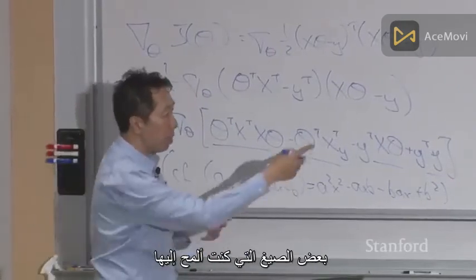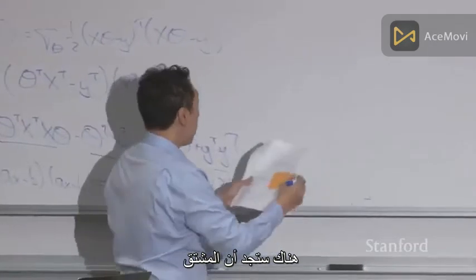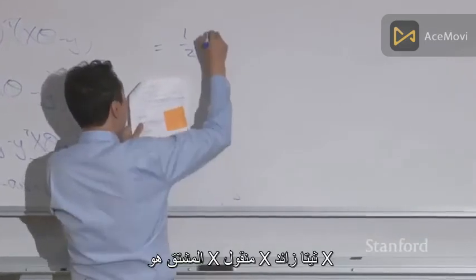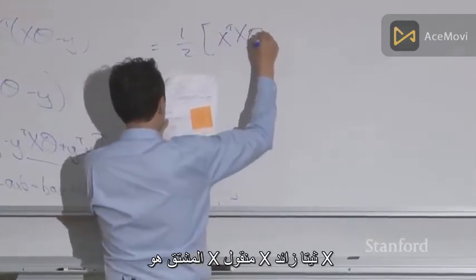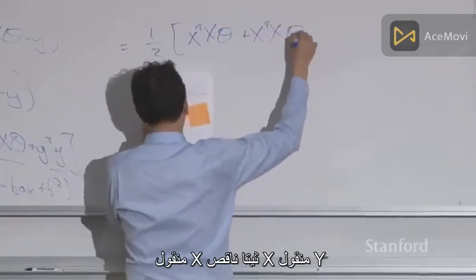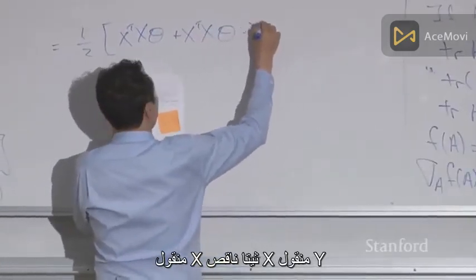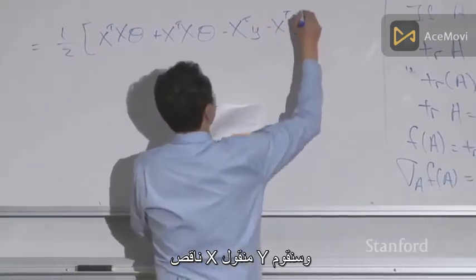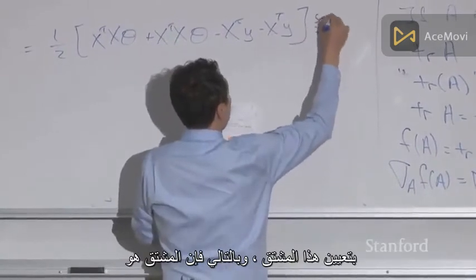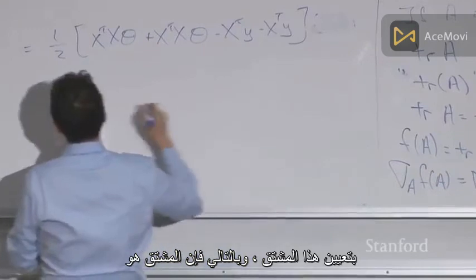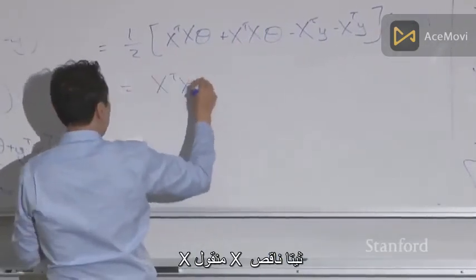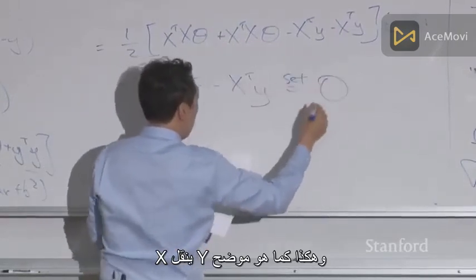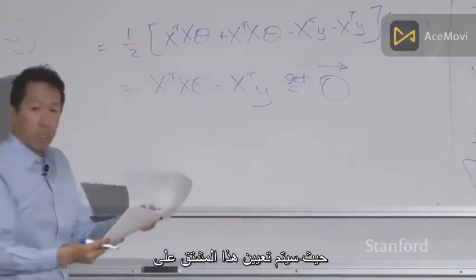If you use some of the formulas I was alluding to over there, you find that the derivative, which I don't want to show the derivation of, turns out to be X transpose X theta plus X transpose X theta minus X transpose y minus X transpose y. And this simplifies to X transpose X theta minus X transpose y. And as described earlier, you're going to set this derivative to 0.